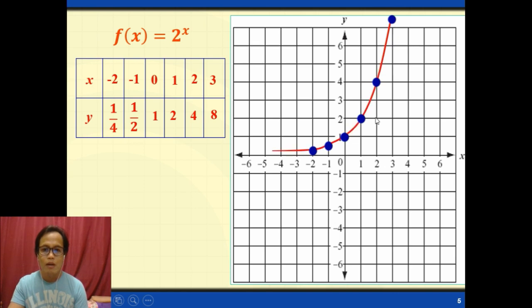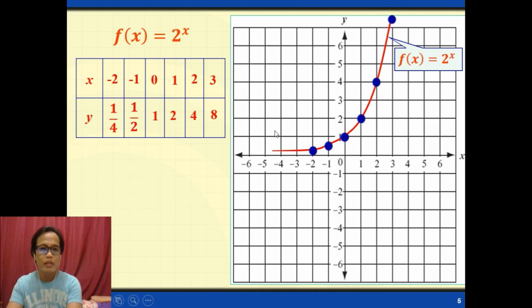We will now have this graph. This is now the graph of the function f of x equals 2 raised to x. So, mao na siya ang graph sa aning function using aning mga ordered pairs. Okay?